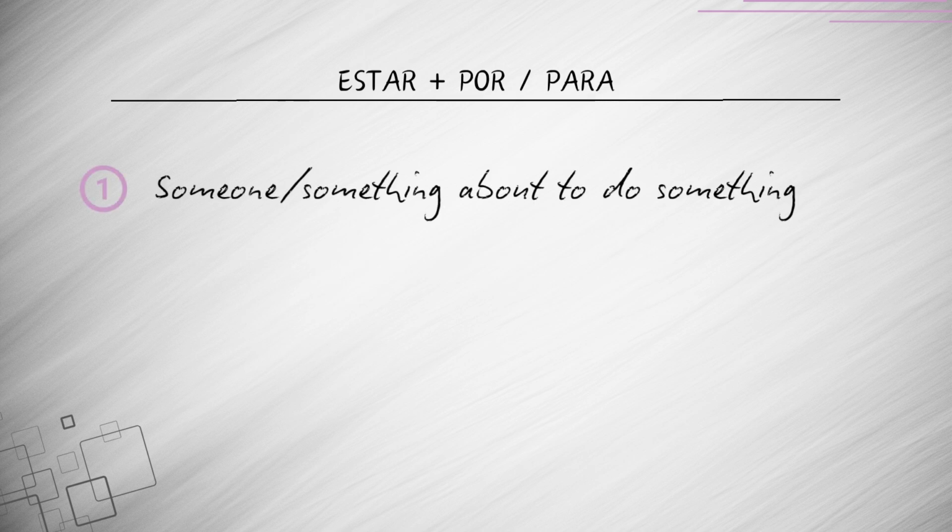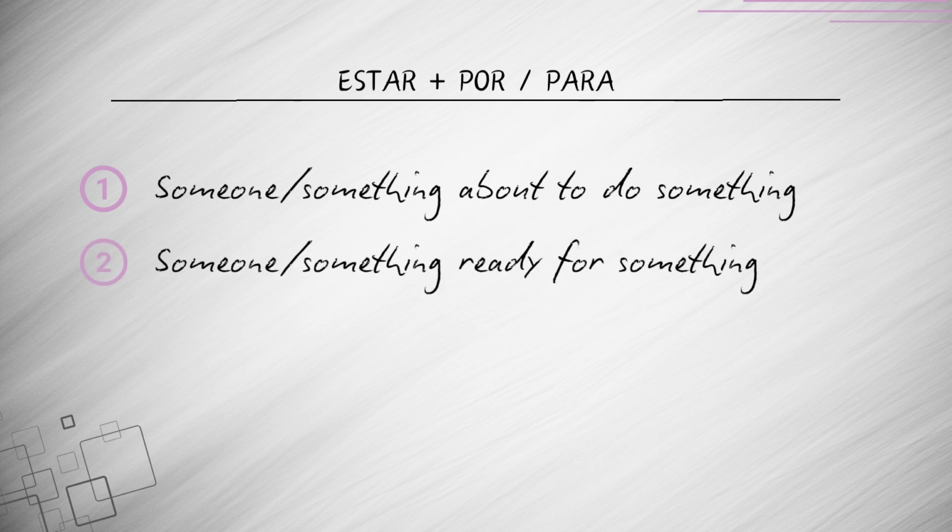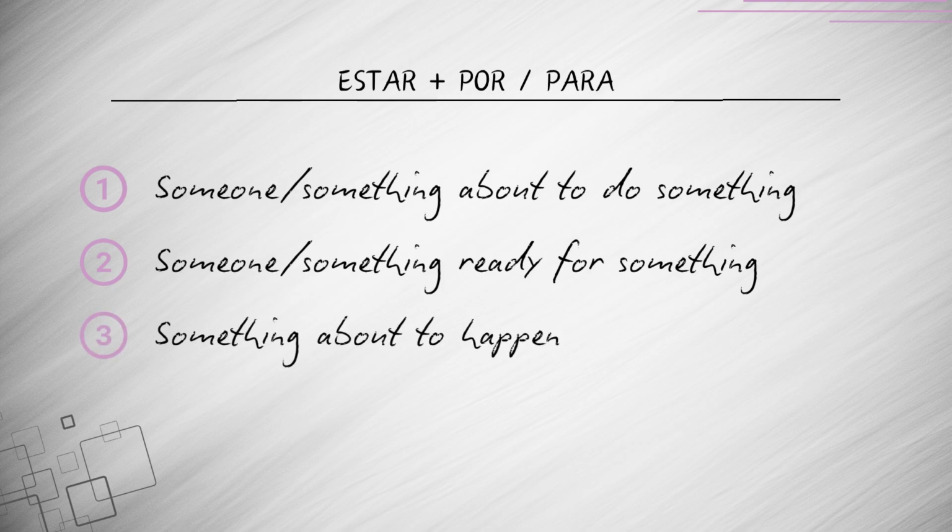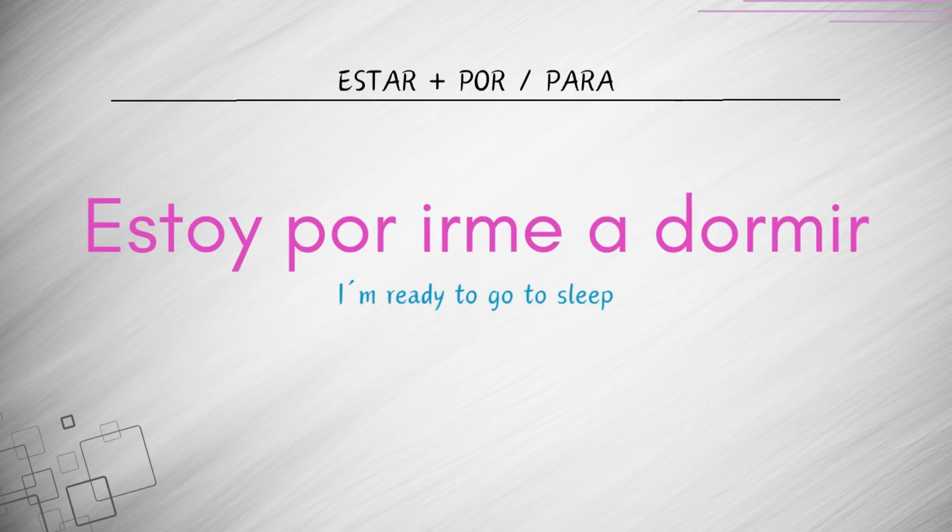By pairing the preposition por or para with the verbo estar, you can express: 1. Someone or something is about to do something. 2. Someone or something is ready for something. 3. Something is about to happen. For example, estoy por irme a dormir. I'm ready to go to sleep.